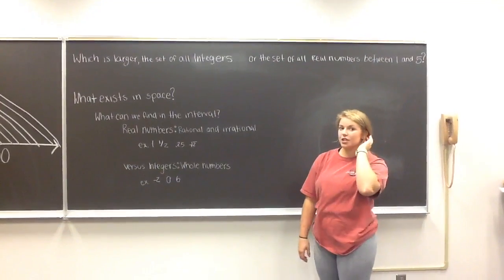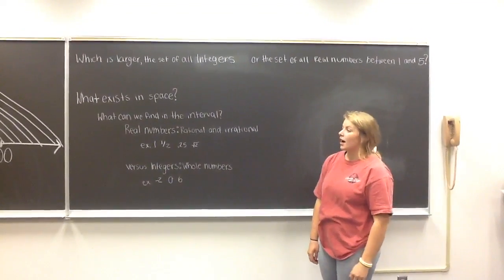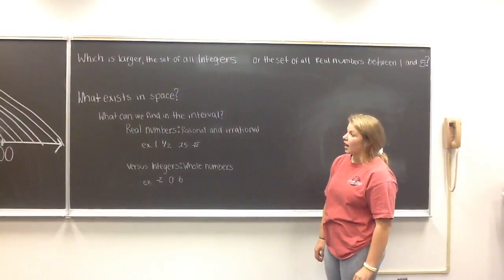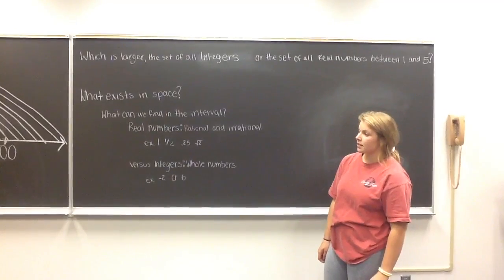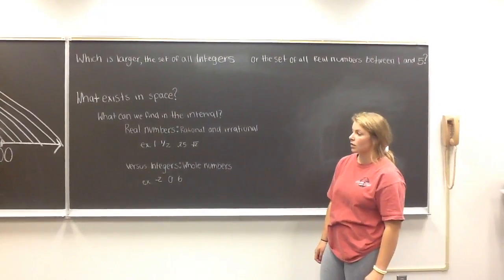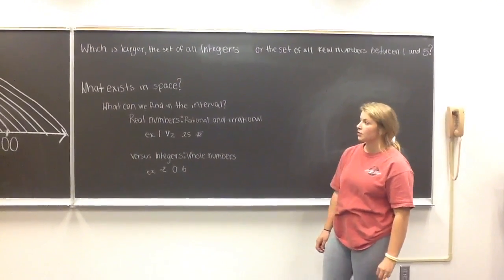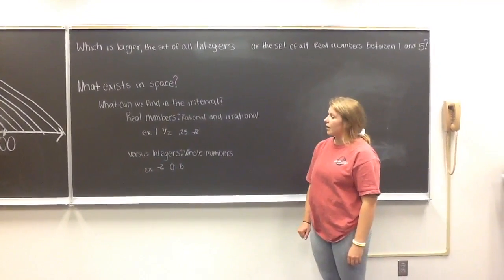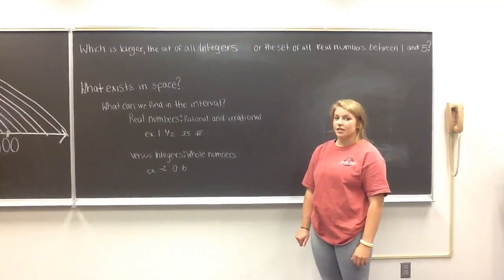Returning to our original question about which is larger, we came up with the answer that they are equal. The sunshine proof helps us to use correspondence to show that the two sets, the set between 1 and 5 and the set of all integers, are equinumerous.